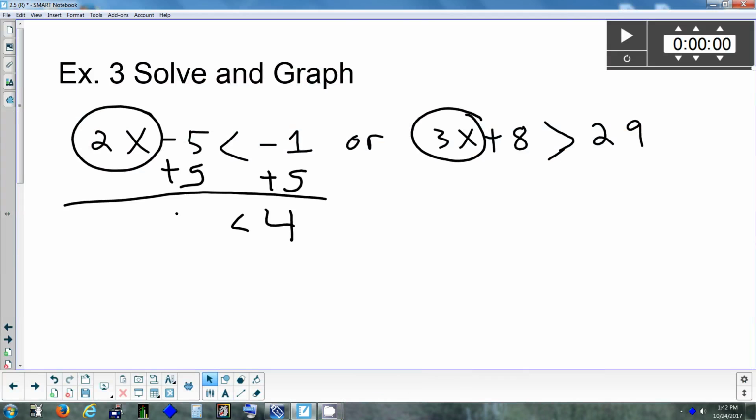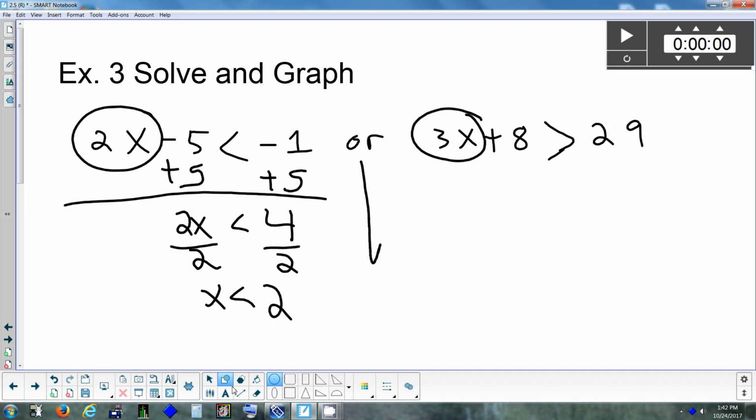Here's my sign. Here's my 2x. Ginny, now what? We're gonna divide by what number? Divide by 2. Very good. Ginny, do I have to flip the sign? No. Why? Because it's not negative, right? Remember, when the number you divide by is negative, that's when you flip the sign. This is positive, I don't have to. 4 divided by 2 is 2, nice job. I'm going to bring my or down, just so I have it.